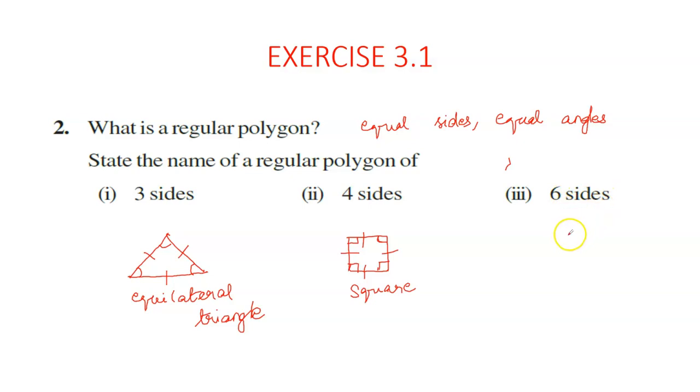Okay, so with 6 sides we can think of the hexagon. Yes, right. So this is a regular hexagon. Actually if we draw an irregular hexagon also, it will have 6 sides, but the sides will not be the same. So if we draw the regular hexagon, all 6 sides are equal and all the angles are equal. Okay, so the regular hexagon is the example for 6 sides.